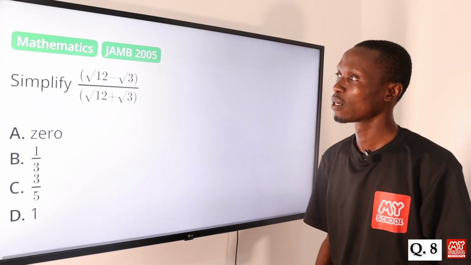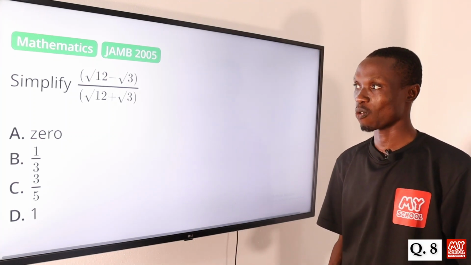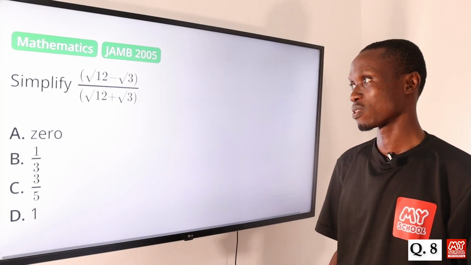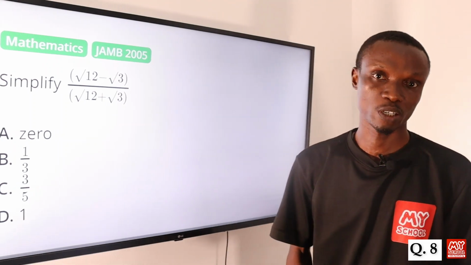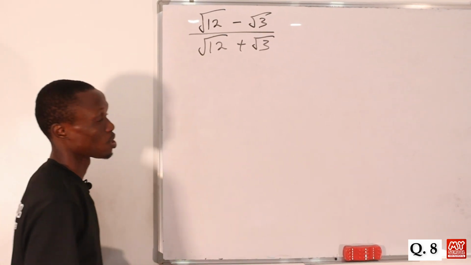Question 8. Simplify root 12 minus root 3 in bracket over root 12 plus root 3 in bracket. So let's move over to the board to provide answer to this question. So this is a question under surds.